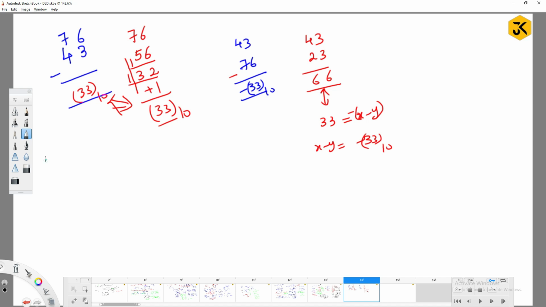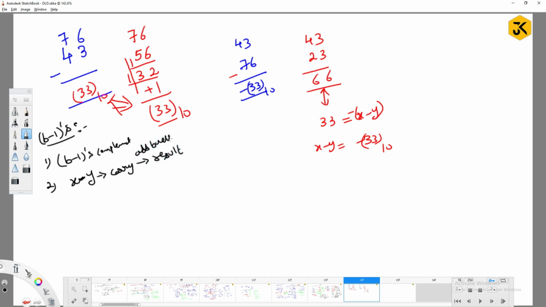So, first, I am trying to tell the b minus 1's complement procedure. First find the b minus 1's complement number, and then if the x minus y result generates a carry, you need to add it back to the result. That itself is the final result.